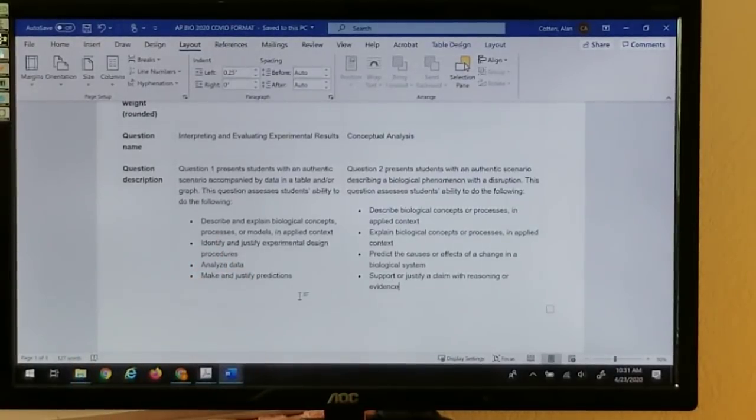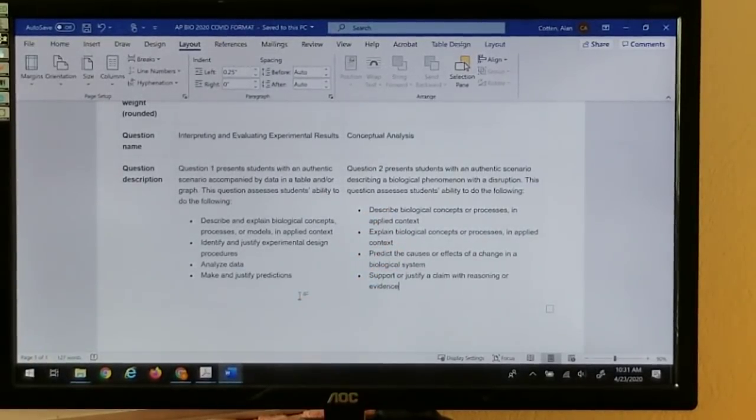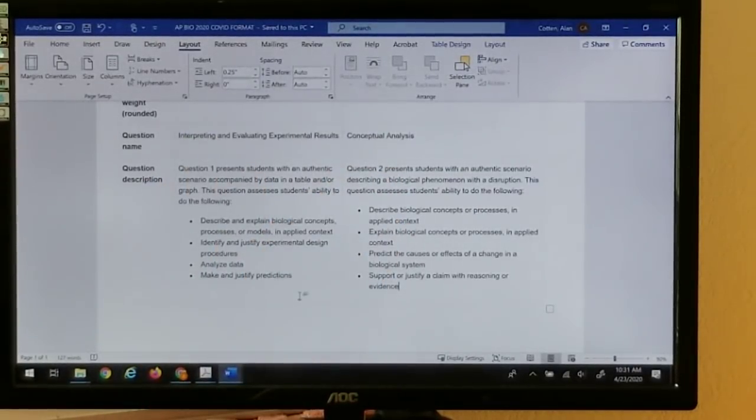So we're kind of thinking it's going to have an A, B, C, D, and you can kind of think of it as like 8 points. This over here, A, B, C, D, and it's kind of worth 4 points. Again, not exactly, it's 65-35, but more or less. So part A, describe and explain biological concepts, processes, or models in applied context.